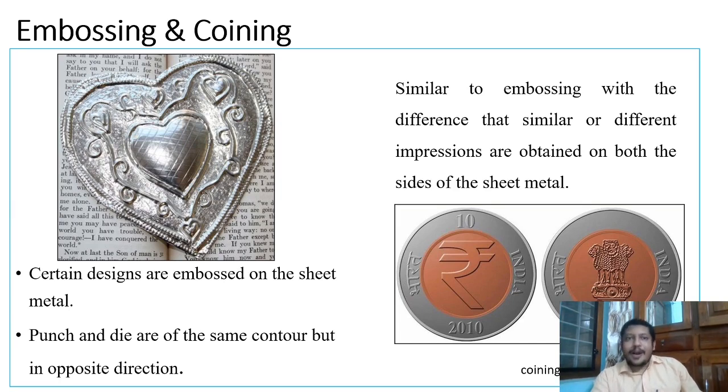Next two operations are called embossing and coining. Coining is the operation in which coins are made from sheet metal. Embossing is a similar operation to coining, but the difference is that in coining, stamping is done on both sides with two different conditions. A 10 rupee coin is shown as an example, where on one side the 10 rupee is marked and on the back side the Ashoka Stamba is marked.